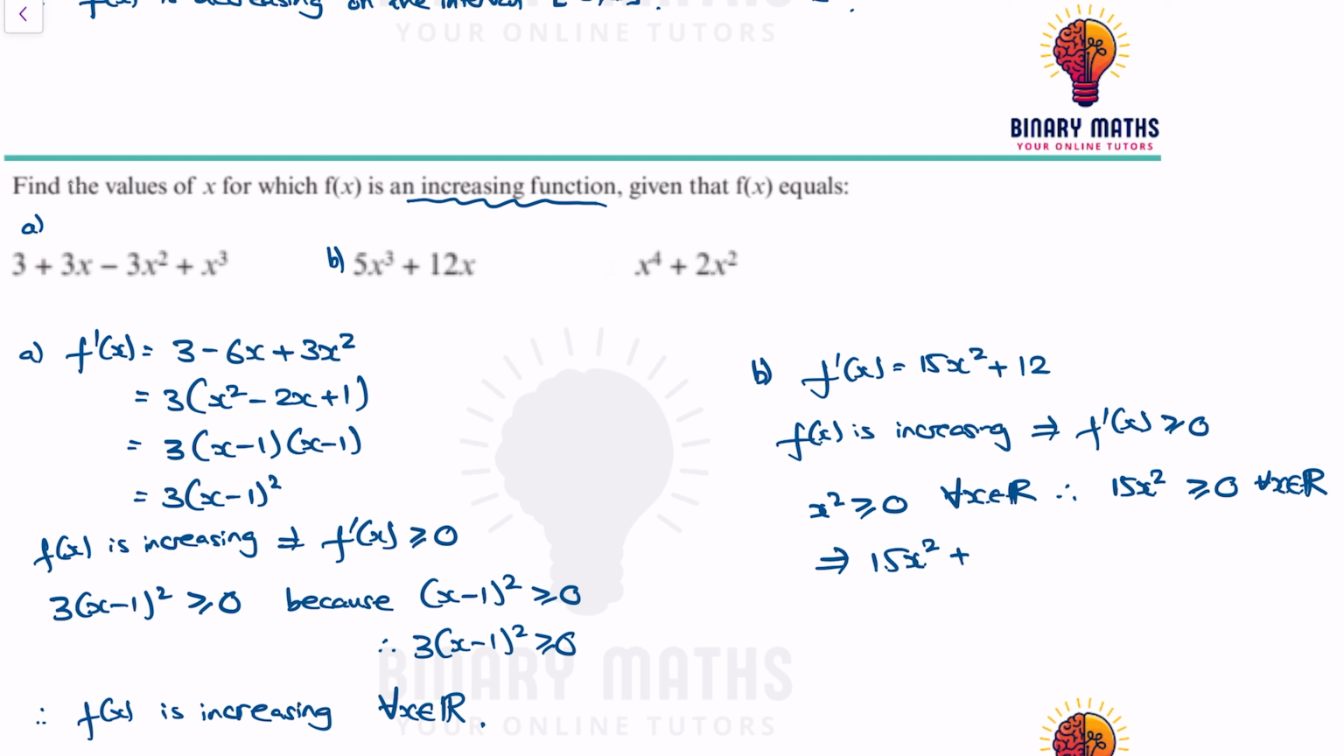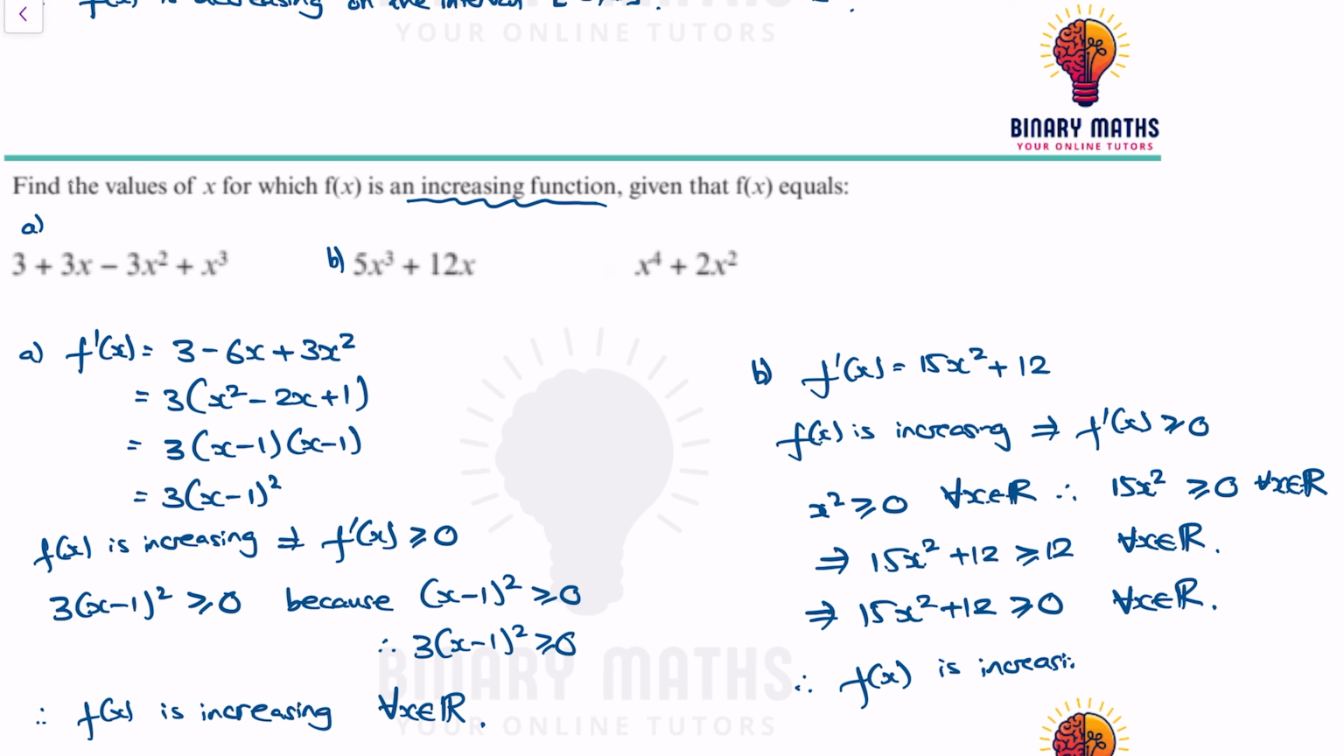15x squared plus 12 is greater than or equal to 12 for all x is an element of reals, which implies 15x squared plus 12 is greater than or equal to 0, because if it's greater than or equal to 12, it's always greater than or equal to 0 for all x is an element of reals. Therefore, f of x is increasing for all x is an element of reals.